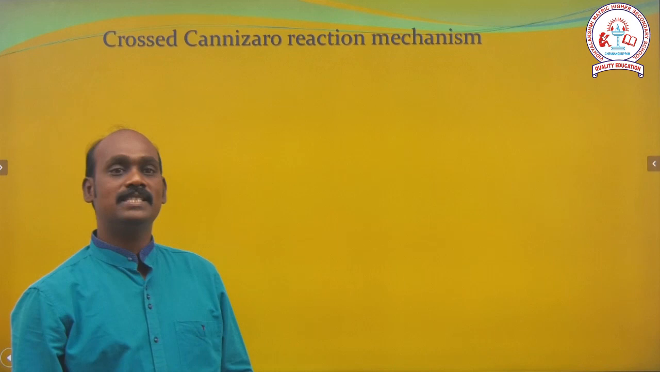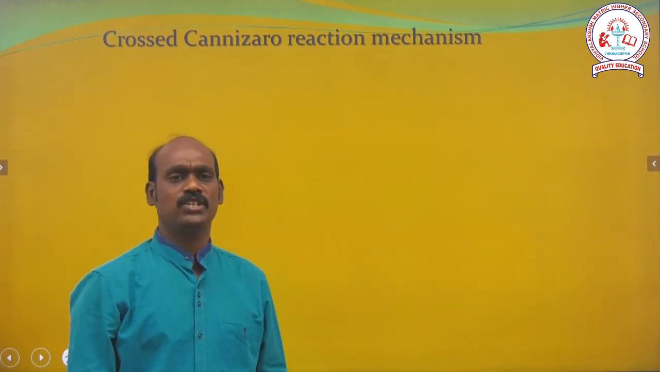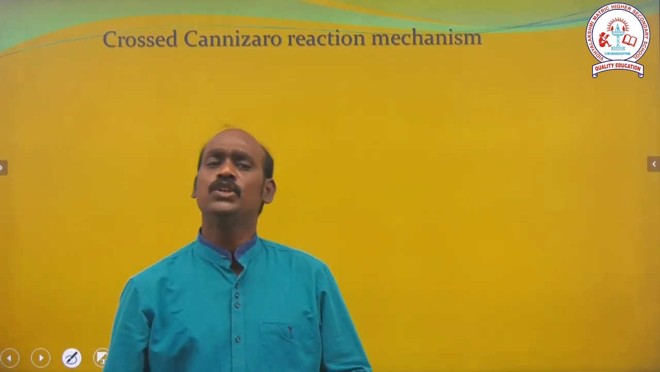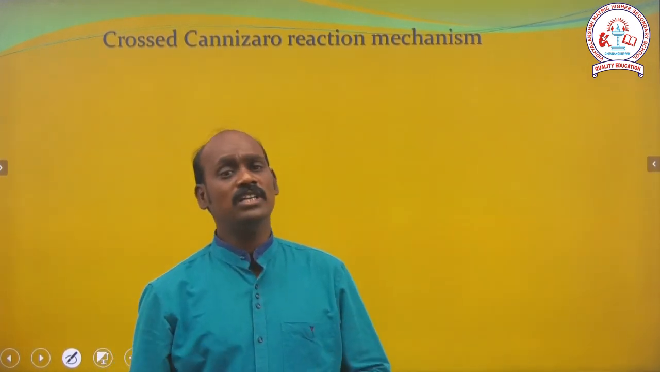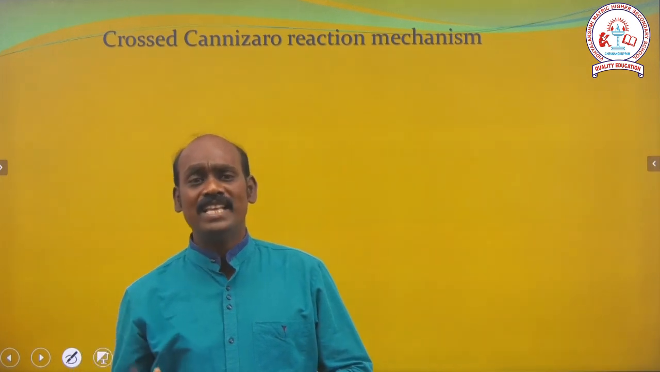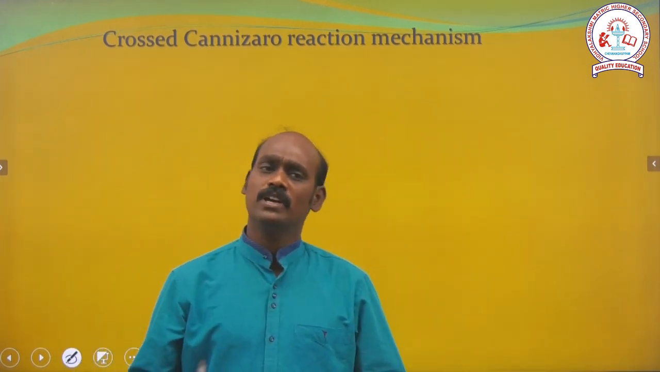Then another one is the crossed Cannizzaro reaction. So what is the crossed Cannizzaro reaction? Self-oxidation and reduction taking place between two different aldehydes not containing alpha hydrogen. That is called the crossed Cannizzaro reaction. Here the most oxidized group is converted into carboxylic acid. The less oxidized group is converted into alcohol.